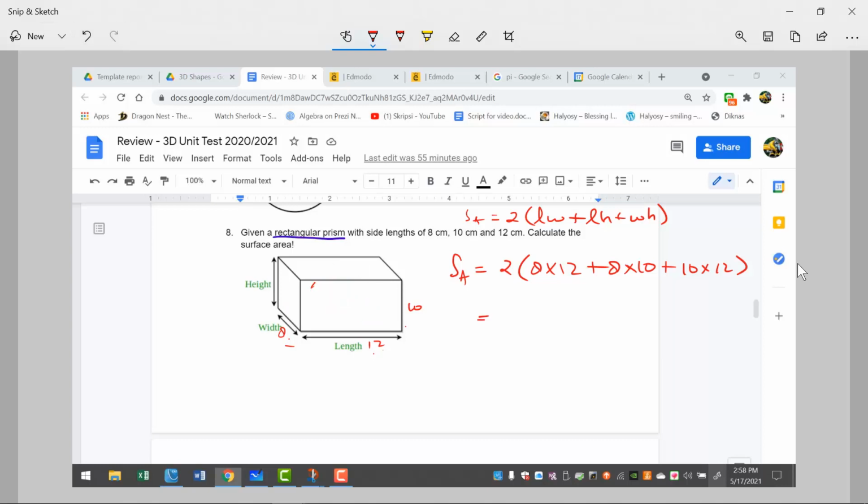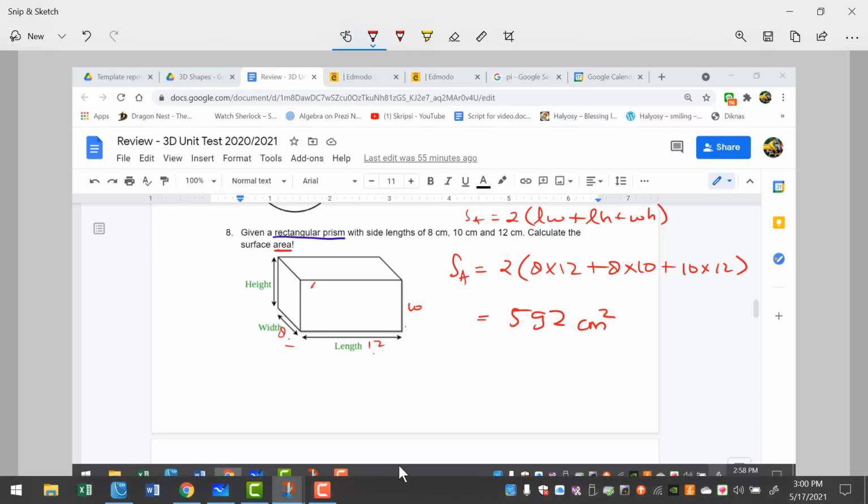So just calculate this, and then you will get 96 plus 80 plus 120 equals, times 2, I will get 592. Sorry, I'm going to the final answer. I'm going to get 592 in terms of centimeters square. Remember that the unit is squared, because this is the area, the surface area. Area is in square units because it's a two-dimensional shape.